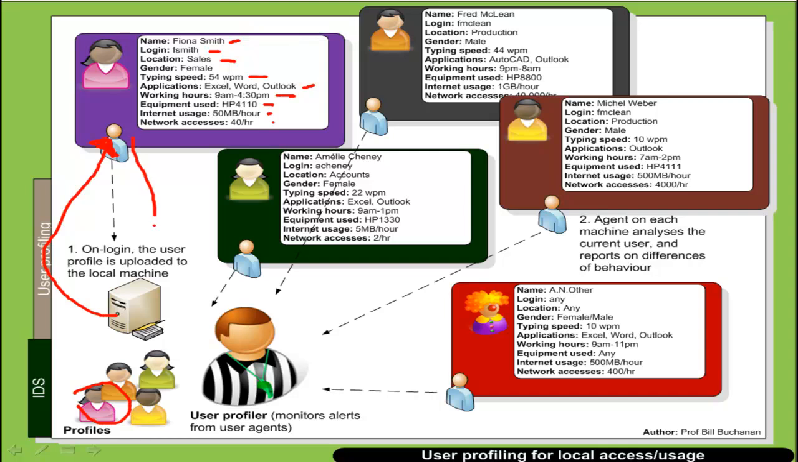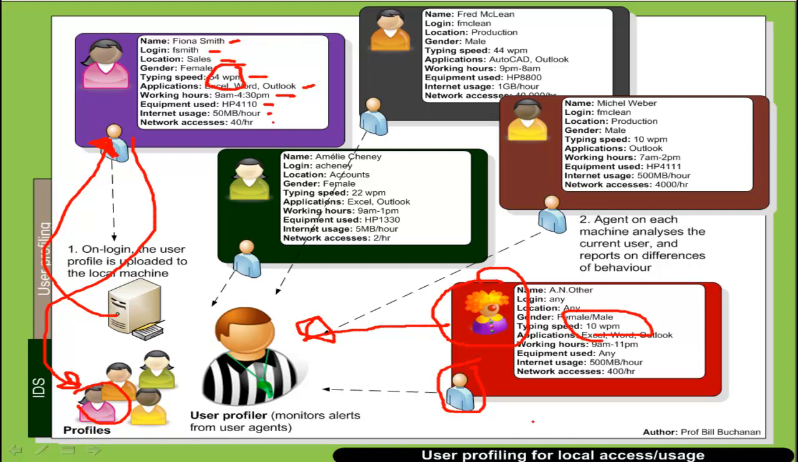At the end of a session, the profile is stored on the system so that when the user logs in again, the profile is more up to date. Then when somebody who isn't the user tries to log in, uses their username and password, the agent should be able to detect it. For example, in this case, Fiona types at 54 words per minute and the intruder only types at 10 words per minute, so that it can pick up an anomaly.